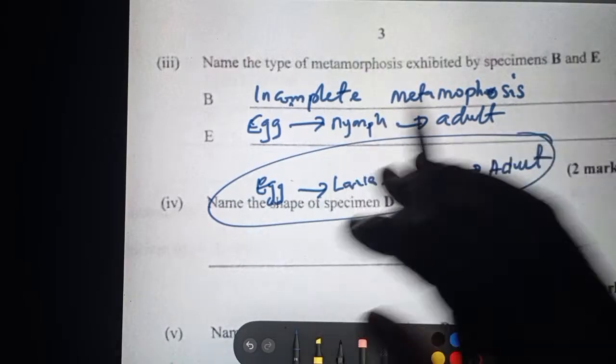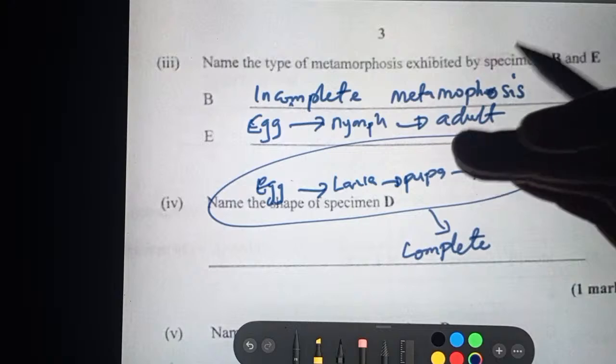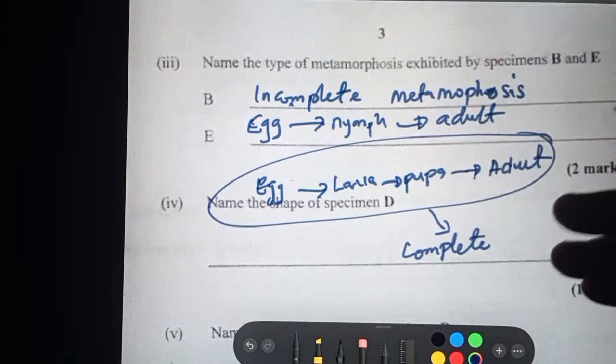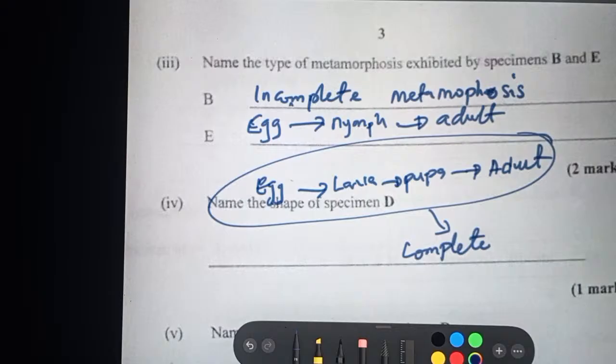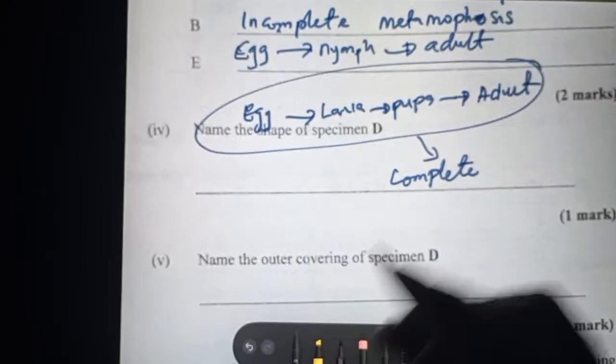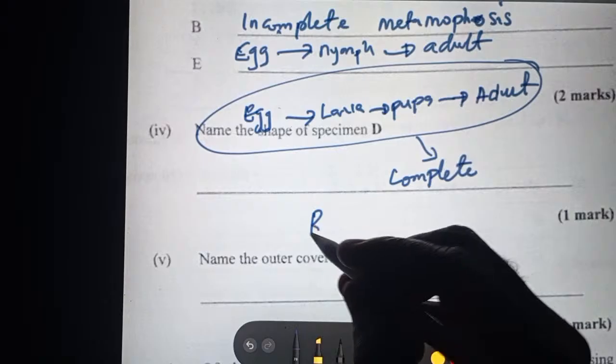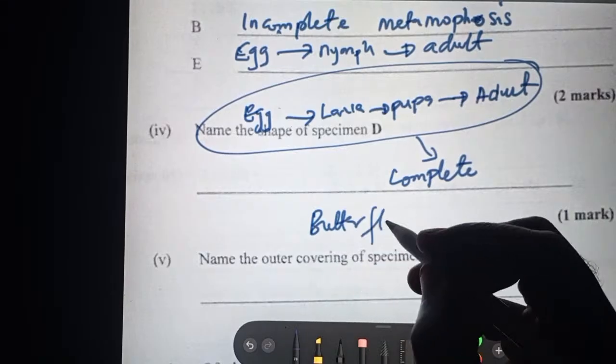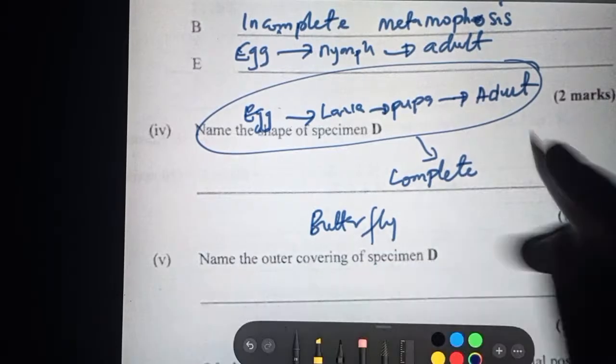Okay, you should also learn the names of the larva stages of each of the insects provided. Like maggot, the larva stage of housefly is maggot. The larval stage of butterfly is caterpillar. Remember, butterfly is referred to as friend of farmers. Butterfly, we call them friend of farmers. Why? Because they are agents of what?